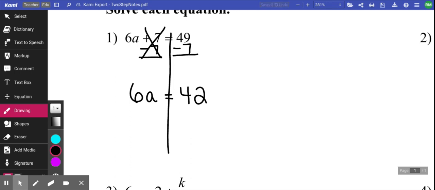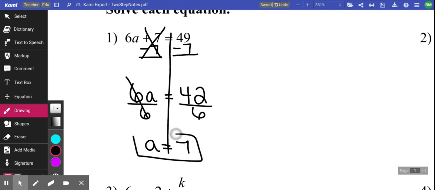Not multiplication, what's the opposite? Divide by what? Divide by 6 on both sides, good. My 6's will cancel. I'm left with a equals 42 divided by 6. 7, yep. There's our final answer.